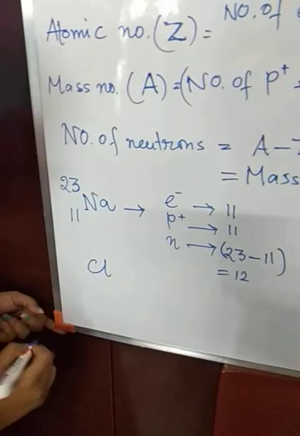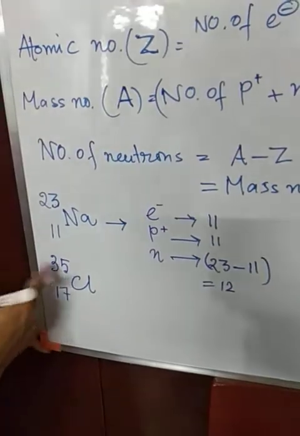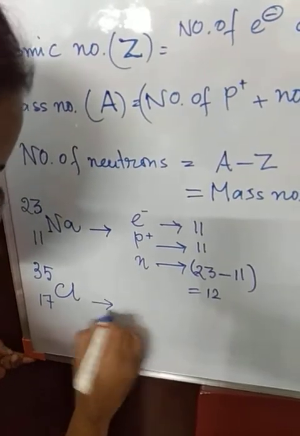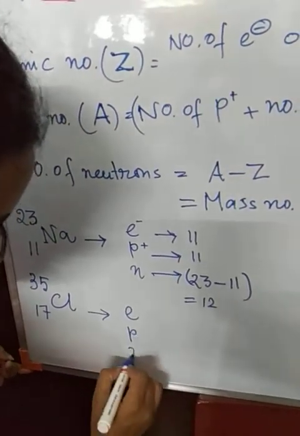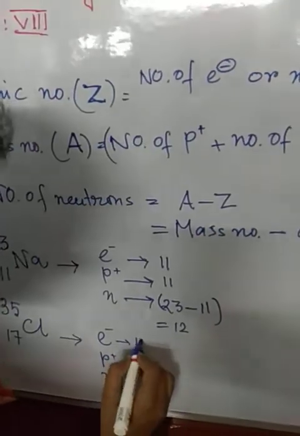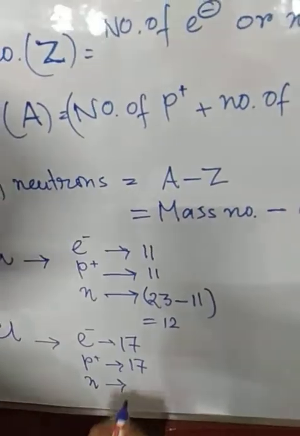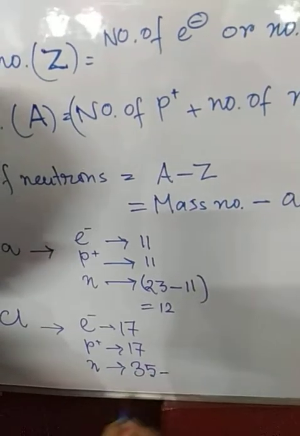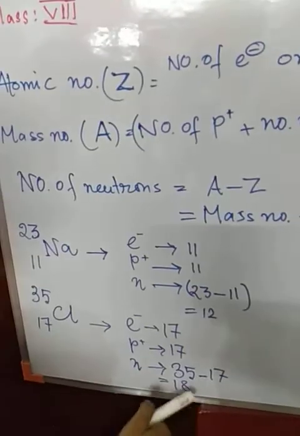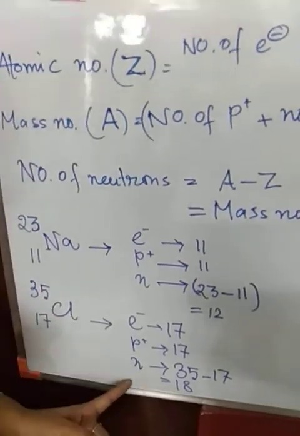Now for chlorine, if we try to calculate the same, chlorine's mass number is 35 and atomic number is 17. So for chlorine, the number of electrons is 17, the number of protons is also 17, and the number of neutrons is 35 minus 17, that is 18. So 17, 17 and 18 are the numbers of electrons, protons and neutrons for chlorine.